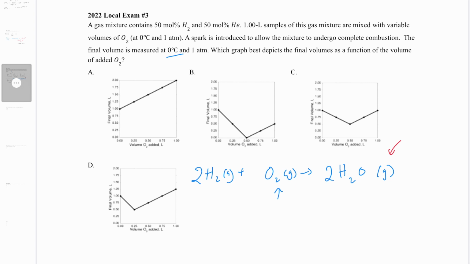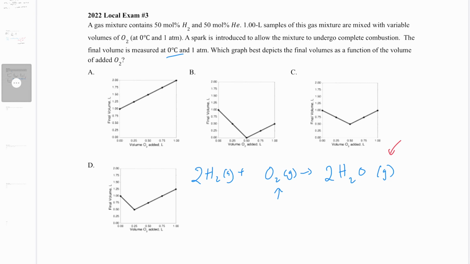And so how many moles of oxygen are going to be required to combust the entire hydrogen that we have? It's going to be half the amount of hydrogen that you have. That's because hydrogen and oxygen are in a 2-to-1 ratio in the stoichiometry here. So if you want to combust 0.50 liters of hydrogen, you need 0.25 liters of oxygen.